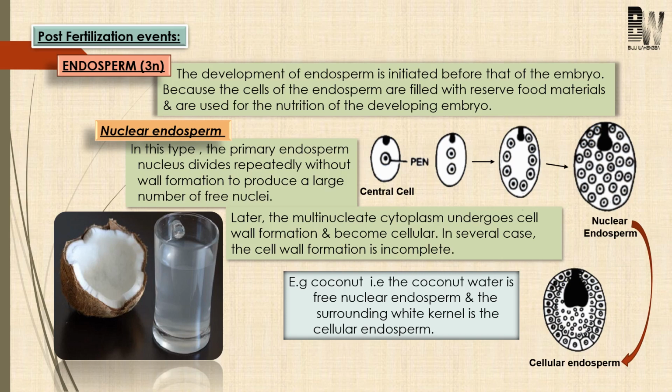This particular condition is found in coconut. That is, the coconut water that we drink represents nuclear endosperm, and the white portion that we eat is known as kernel. This kernel represents cellular endosperm. Okay, so this is something about endosperm.